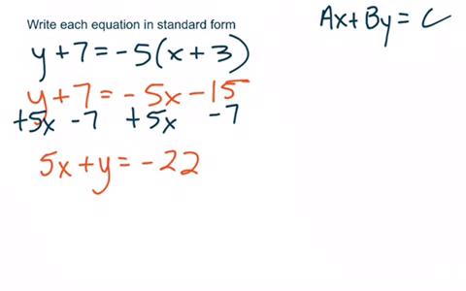Does it pass all three criteria? Yes. A is positive, so we're good there. A and b are both non-zeros, so we're good there. And what was the third one? Do we have a GCF of 1? Yes, so we're good. So that is in standard form. All right, any questions on that?